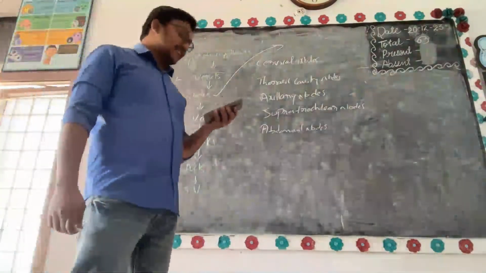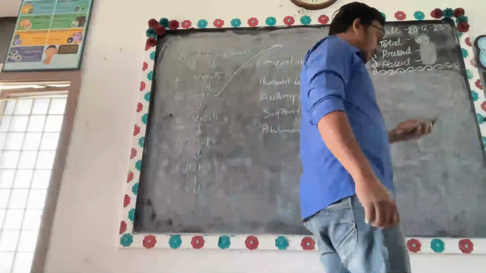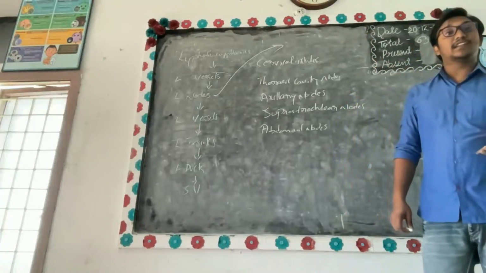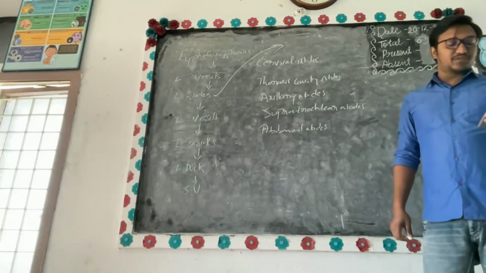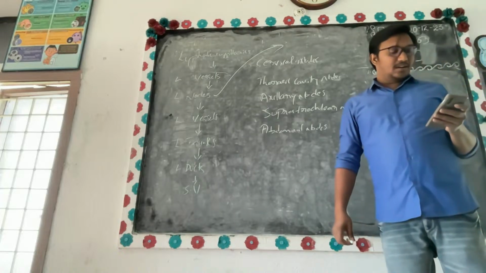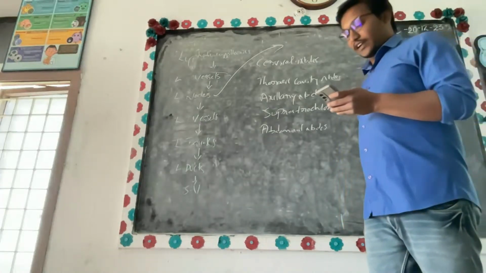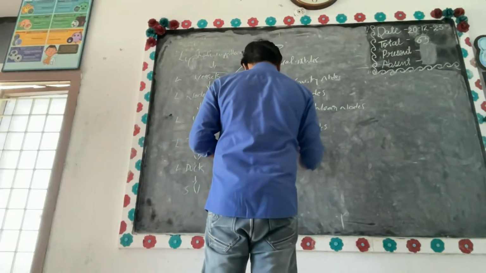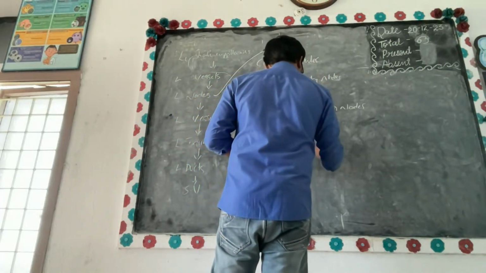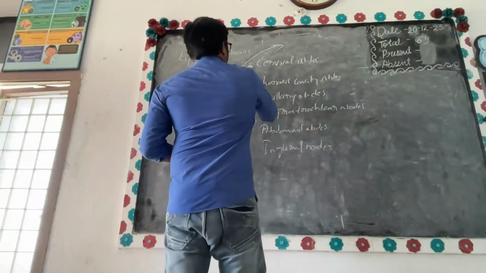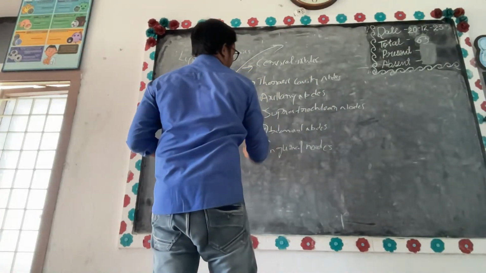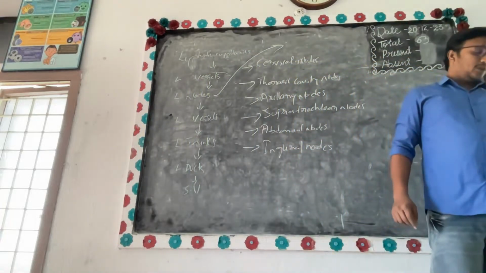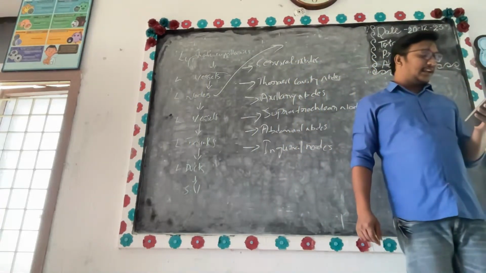Okay, so we'll discuss one by one. Now listen to me. Types of nodes. Now listen to me. So I have inguinal nodes. These are the different types of nodes which are present in the body.